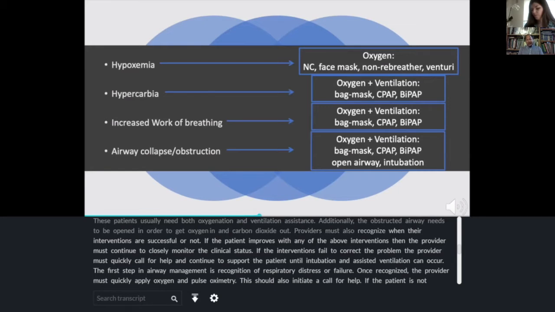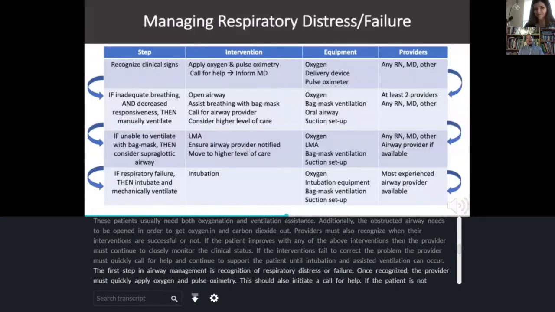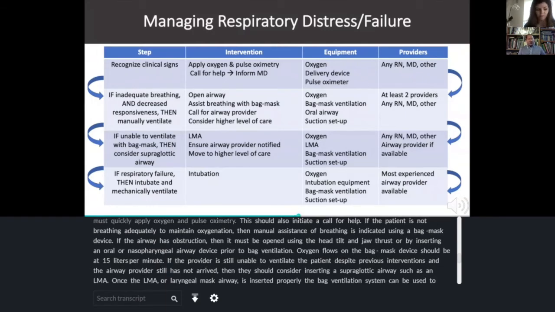Providers must also recognize when their interventions are successful or not. If the patient improves with any of the above interventions, then the provider must continue to closely monitor the clinical status. If the interventions fail to correct the problem, the provider must quickly call for help and continue to support the patient until intubation and assisted ventilation can occur. The first step in airway management is recognition of respiratory distress or failure. Once recognized, the provider must quickly apply oxygen and pulse oximetry. This should also initiate a call for help.